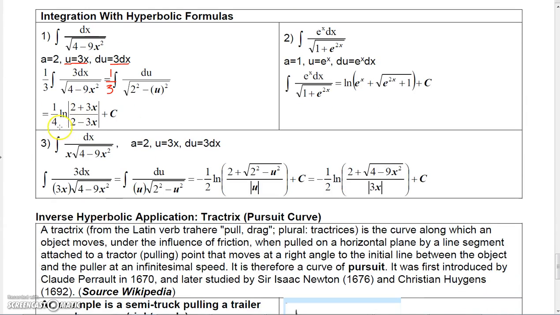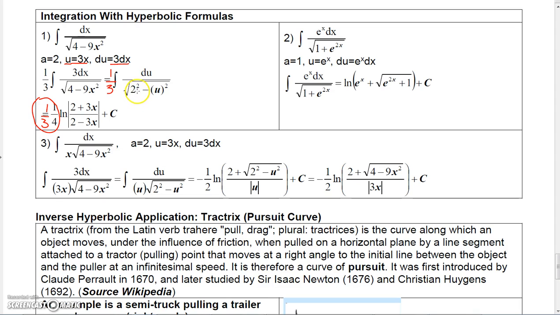So let's see what I did. I did 1 over 2a, so that would be 1 over 2 times 2, which is a fourth. But I forgot to put the 1/3. So actually just change this to 1/12 right here, and we should be okay. Alright, so that really should be 1/12.